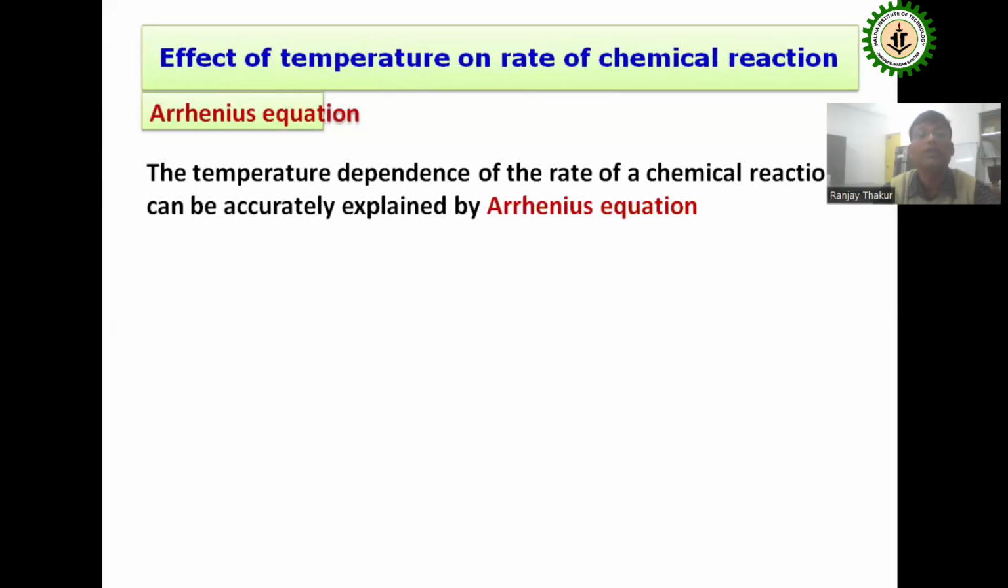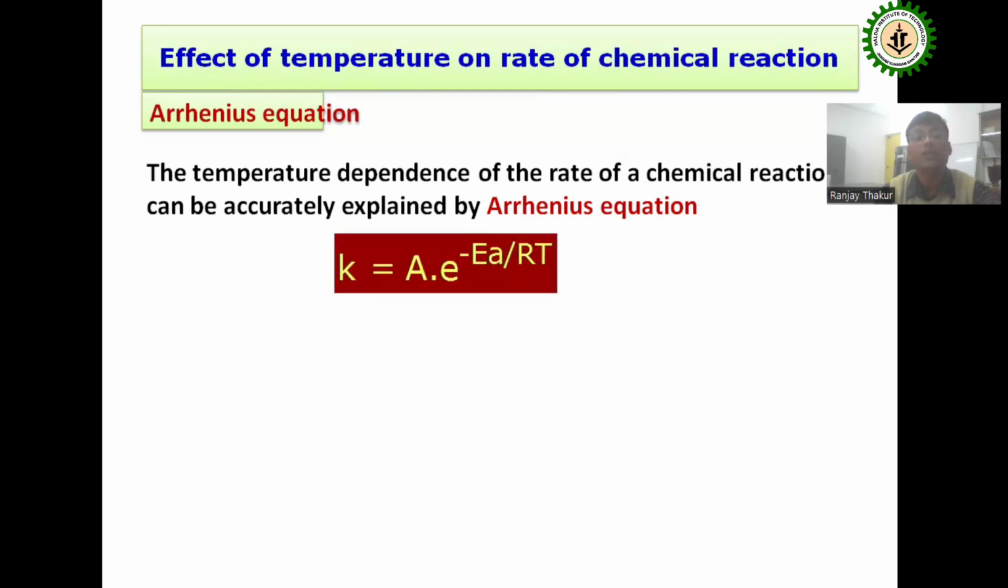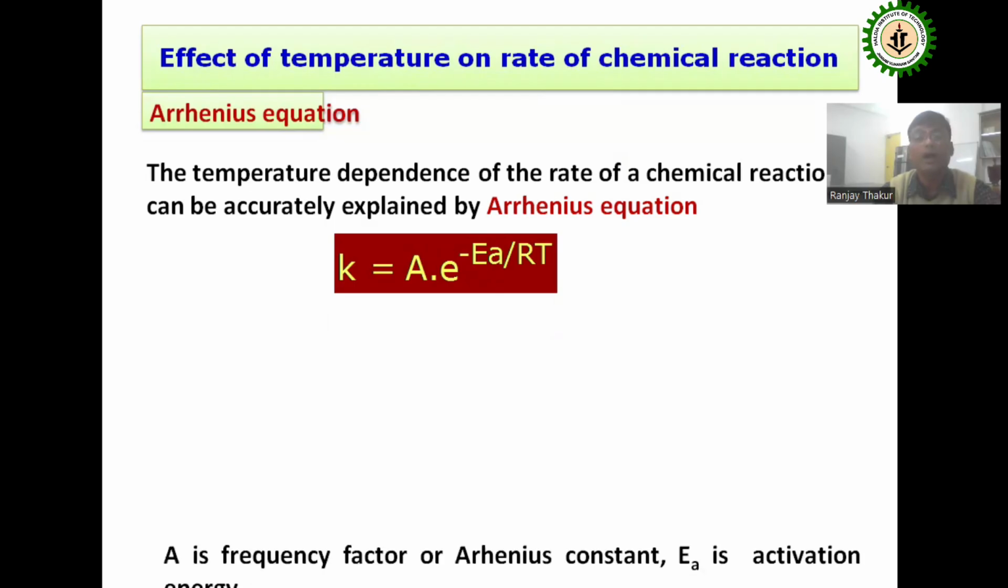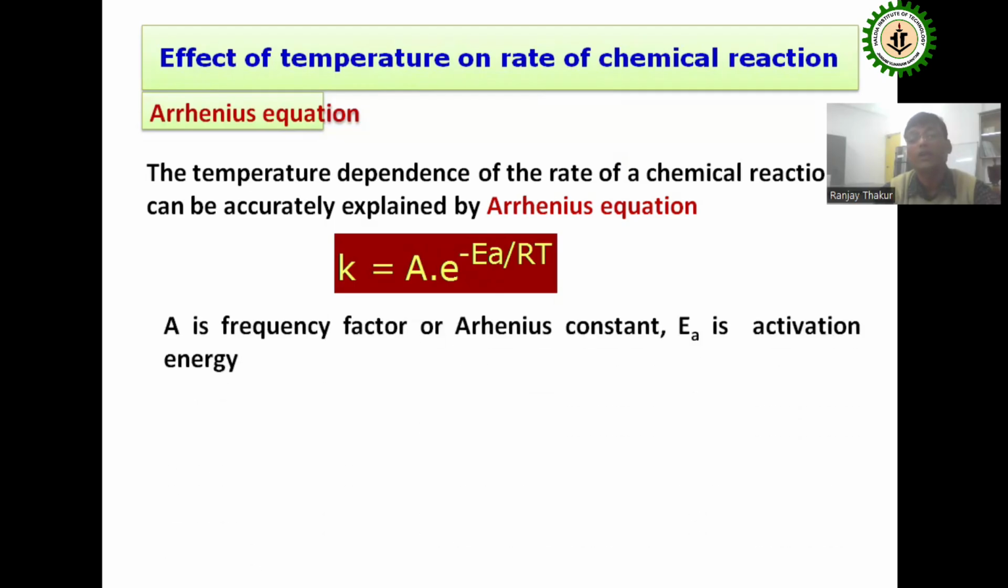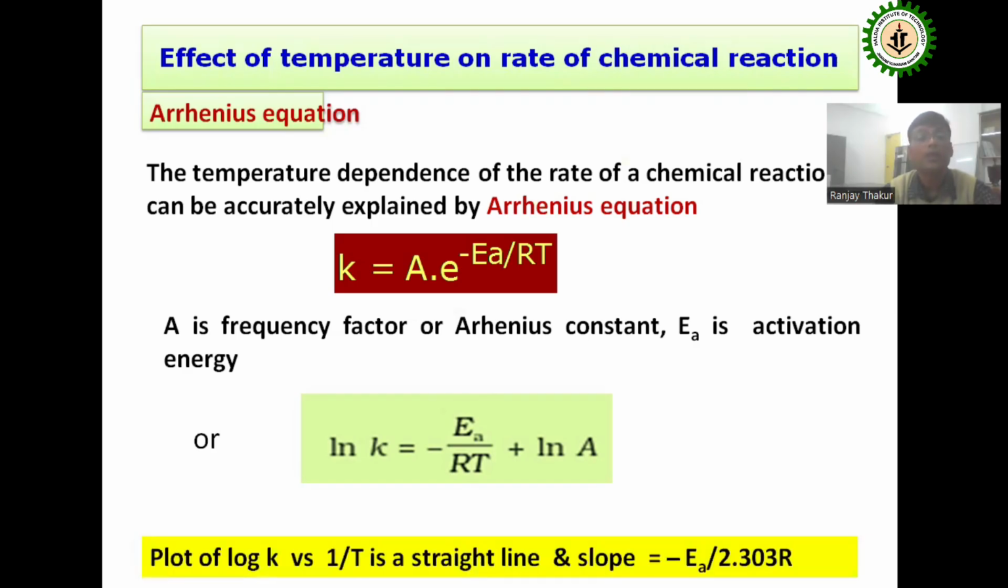Now, this effect of temperature on chemical kinetics is determined by a specific equation called the Arrhenius equation. The temperature dependence of the rate of chemical reaction can be accurately explained by the Arrhenius equation, which is k equal to A e raised to minus EA by RT, where k is the rate constant, A is the frequency factor or Arrhenius constant, and EA is the activation energy. You can write it in logarithmic form: ln k equal to minus EA by RT plus ln A.